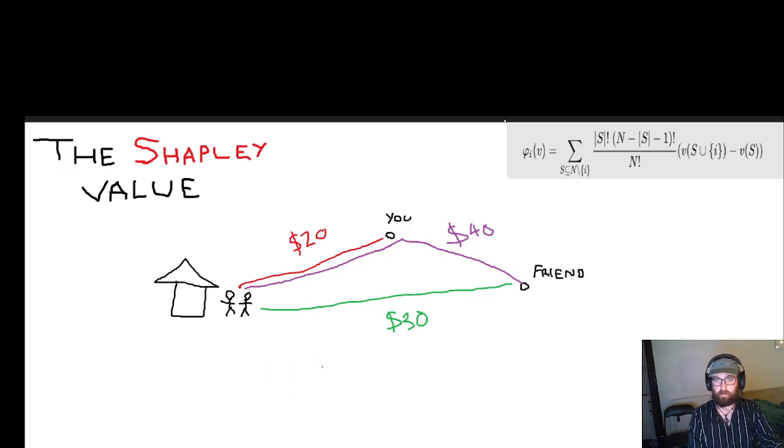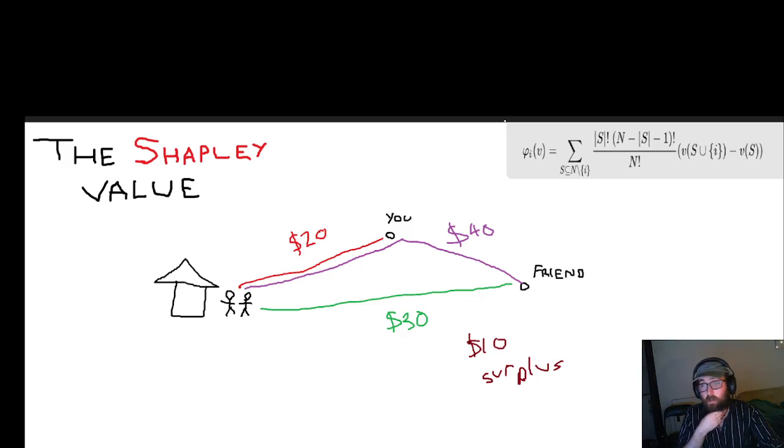One thing we can say about the system is that there's been $10 of surplus created. And surplus just means value added, or in this case, cost taken away. Combined, you and your friend were going to pay $50, and now you're only paying $40. So as a group, you've created $10 of surplus.